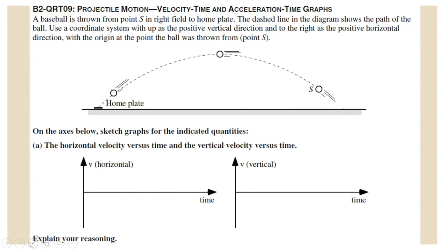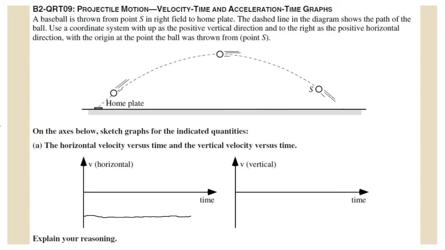Okay, so it says on the axes below, they want us to sketch graphs for the horizontal velocity and the vertical velocity versus time. Pretty easy. We should know by now that when an object is projected at an angle like this, it has no horizontal acceleration. And so that means we should see a graph with a constant zero slope for the horizontal velocity versus time. And that means the graph should look like this, with a nice straight line with no slope.